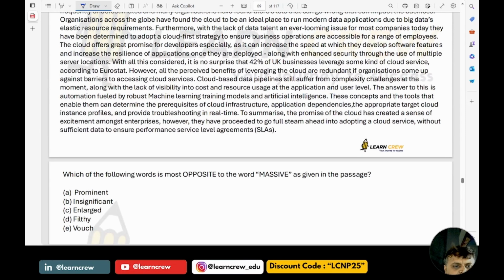Next. Which of the following words is the opposite of massive? Massive means exceptionally large. So you need the opposite word. Prominent is also positive. Insignificant is the answer, because enlarge is also high. So the answer is insignificant. Insignificant is the word which is the opposite of massive.